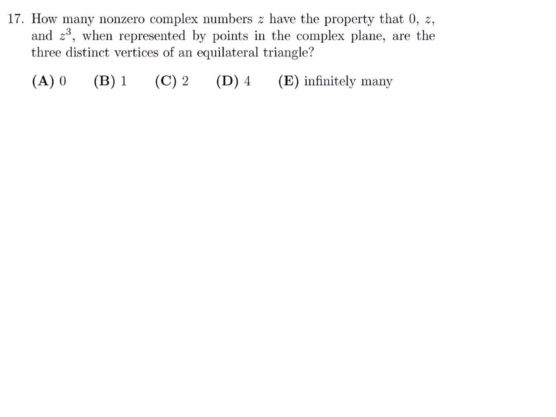How many non-zero complex numbers z have the property that 0, z, and z to the power of 3, when represented by points in the complex plane, are the 3 distinct vertices? Complex numbers. Okay, so if the vertices form an equilateral triangle, then that means that we've got some sort of a scenario that looks something like this. I'm not entirely sure how it looks, but it's an equilateral triangle. And therefore, this can be z and this can be z to the power of 3. So that means the distance from here to here equals the distance from there to there equals the distance from there to there. It's equilateral.